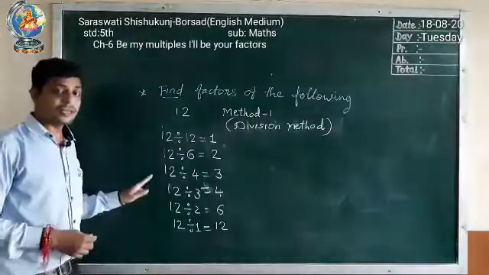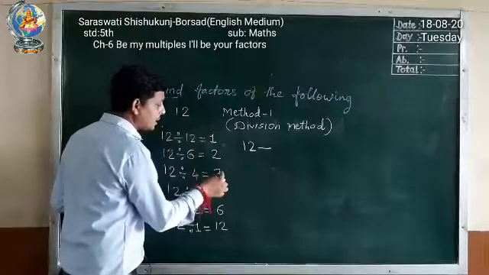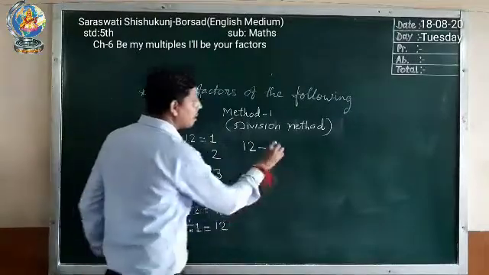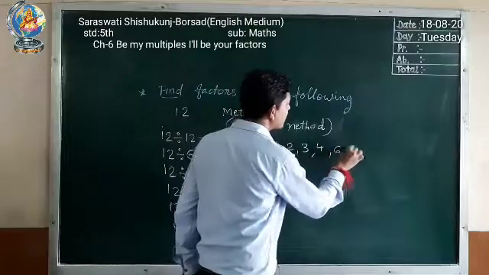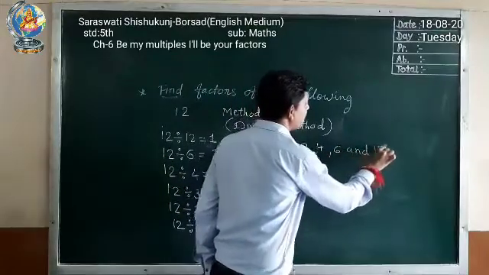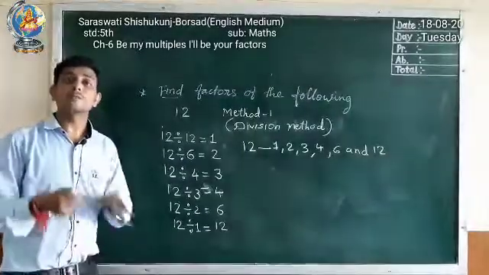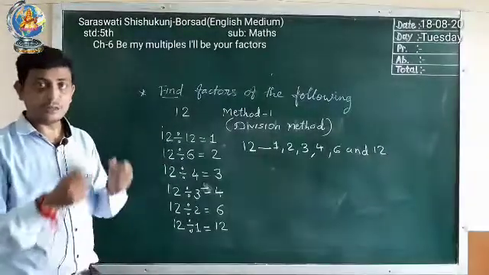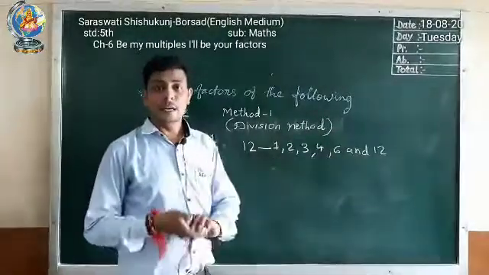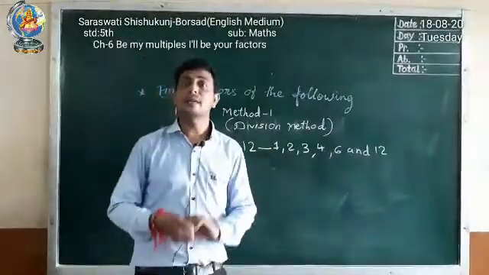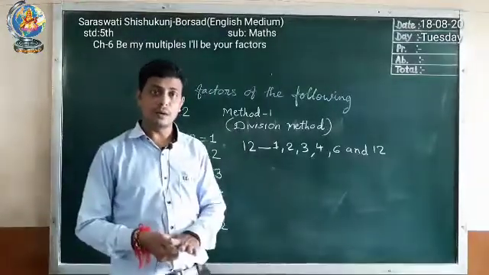So which are the factors of 12? The factors of 12 are 1, 2, 3, 4, 6 and 12. So you can use any method, the multiplication method or the division method, to find the factors of any number. Hope you understand how to find factors of any number.